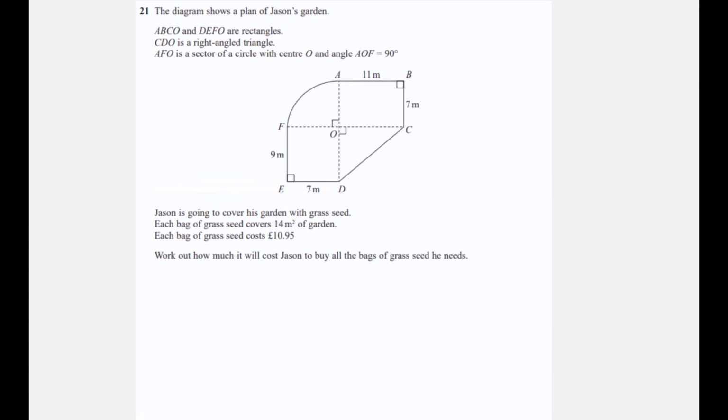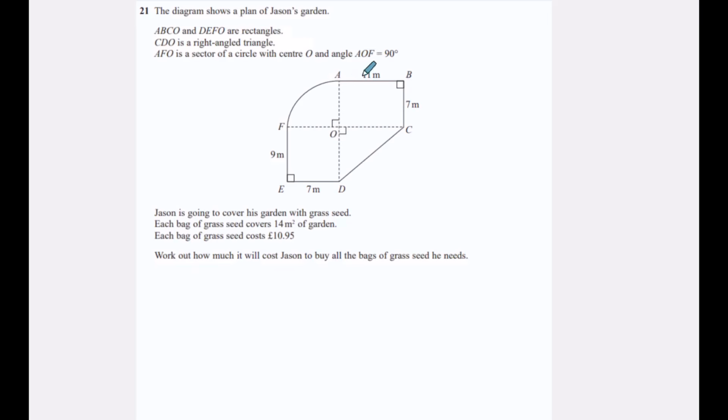Question 21. The diagram shows a plan of Jason's garden. ABCO and DEFO are rectangles, we can see. CDO is a right-angled triangle, and AFO is a sector, so a quarter of a circle. Jason is covering his garden with grass seed, 14 meters squared per bag of grass seed. We need to know the area, the total area of this garden.